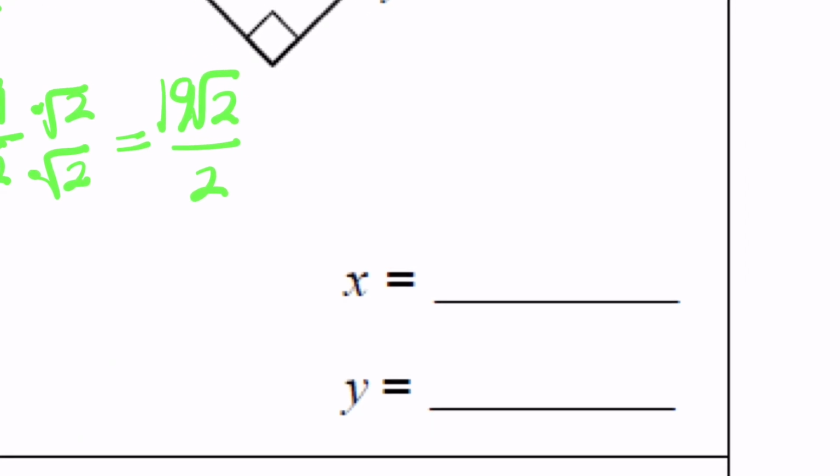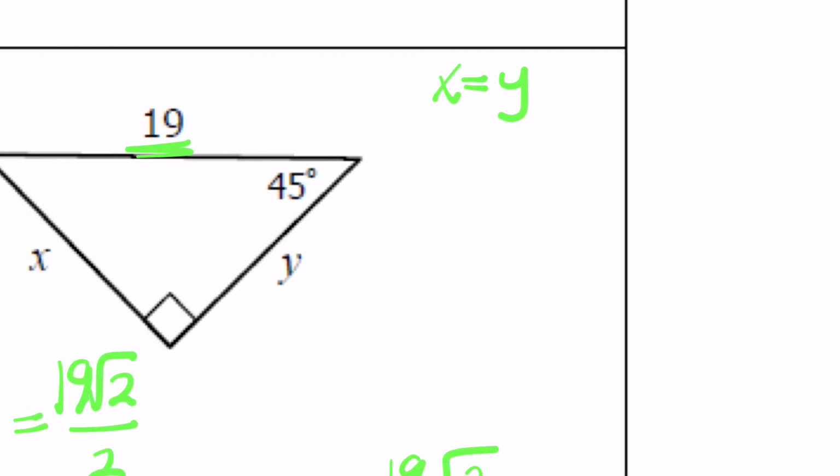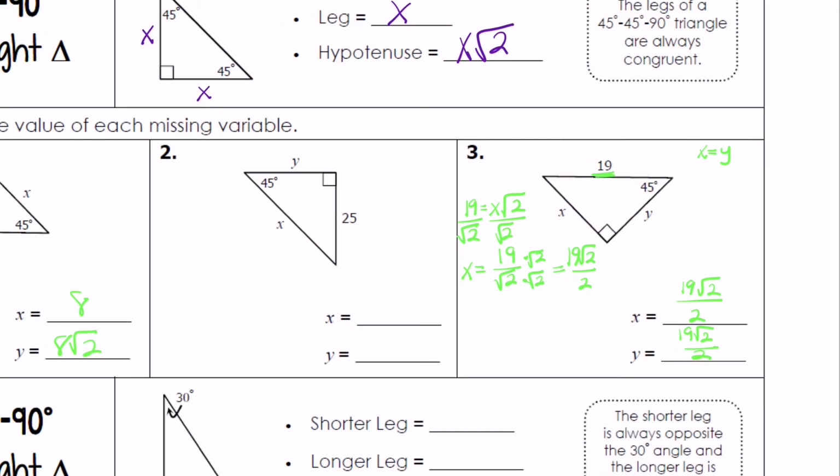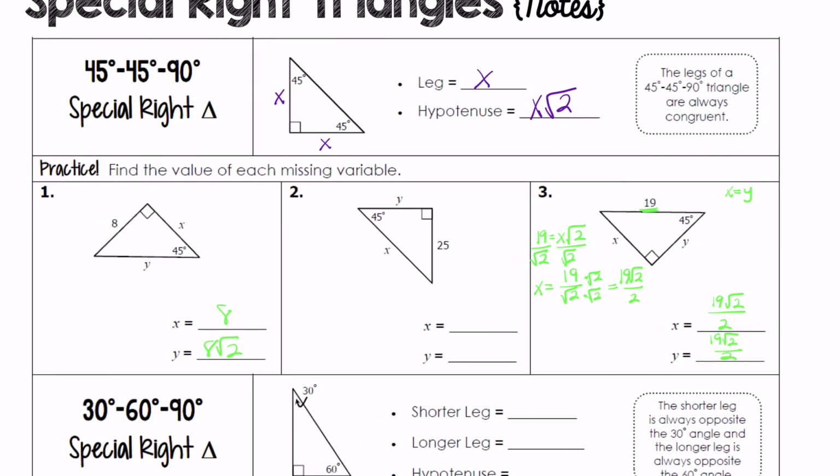I can't simplify. I can't take 19 divided by 2. I can't simplify that at all. So that's it. X equals 19 square root of 2 divided by 2. And since x equals y, y is also 19 square root of 2 divided by 2. And that's it. So that is a 45, 45, 90 triangle.